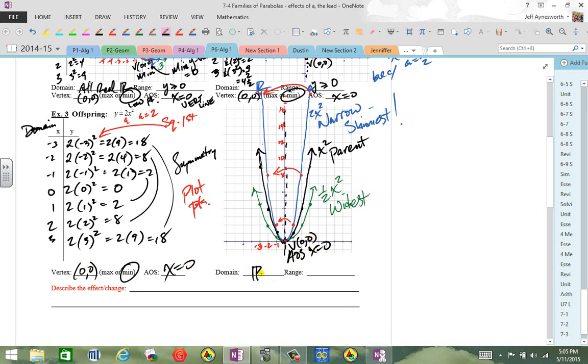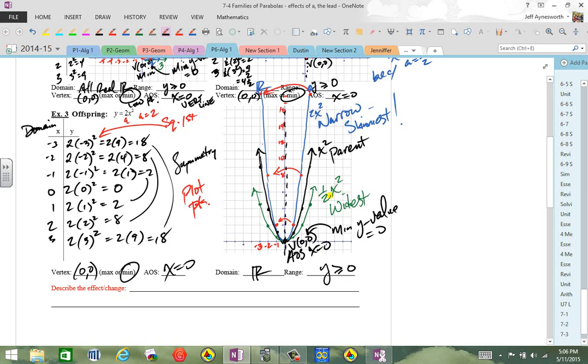The domain for all these is the set of all reals, and all these y values are above it, right? And they're all greater than or equal to 0 because the minimum y value equals 0. And they're above it, so they're greater than or equal to it. But how can you describe the effects of A? Describe the change. Okay, so here we go.